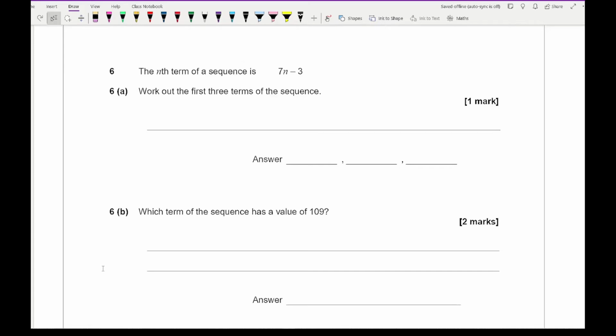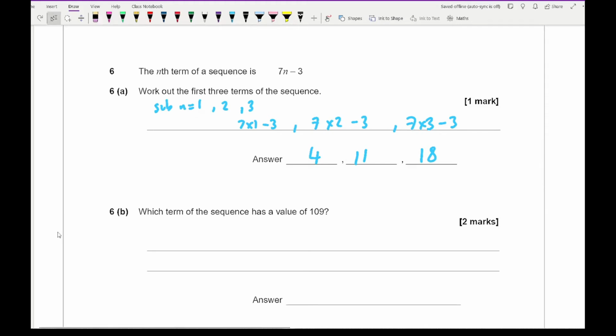Then moving on to question 6, it says the nth term of a sequence is 7n minus 3. Work out the first 3 terms of the sequence. So here we just need to substitute n equals 1, 2, and 3 into this. So for the first one, we've got 7 times 1, take away 3, gives me an answer of 4. Then we've got 7 times 2, take away 3, which gives me an answer of 11. And then 7 times 3, take away 3, which gives me an answer of 18.